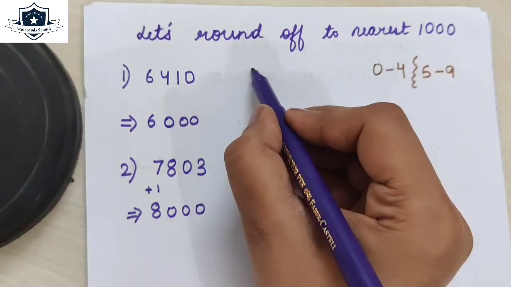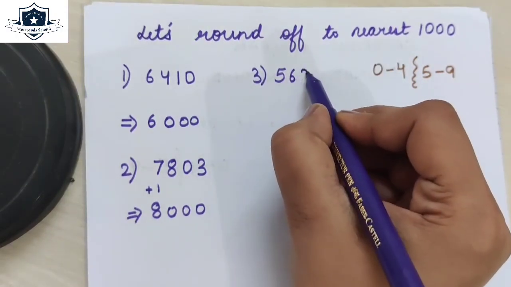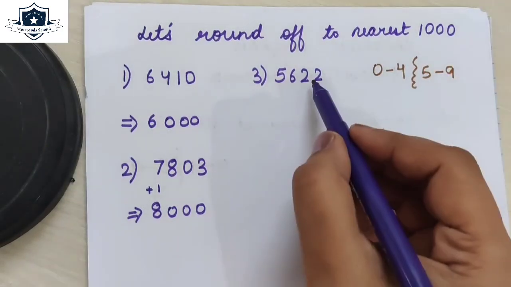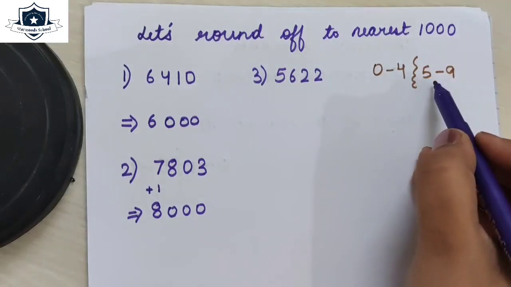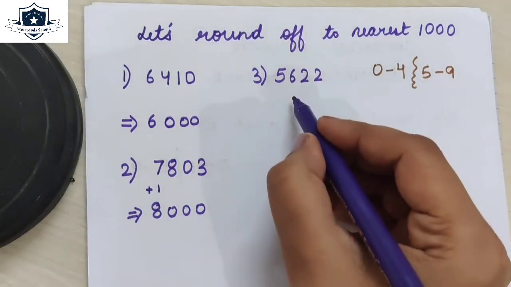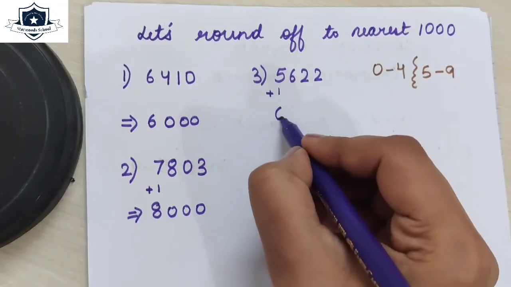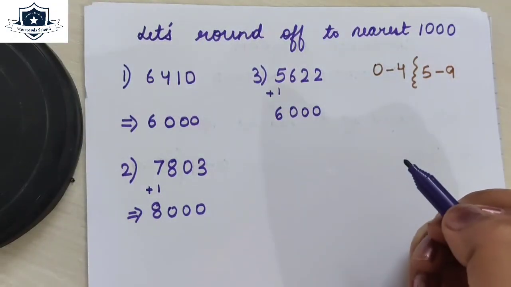Let's take up one more example, third example. 5622. Now, as I told, the 3 places have to be considered. Now, the third number is in the bigger bracket. So, when this is in the bigger bracket, the previous number will be added 1. This will become 6 and the next all will become zeros.